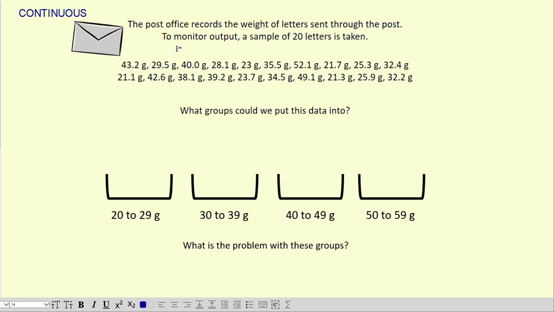So if we want the record, for example, of a post office, taking a sample of the weight of 20 letters, here's the weights. You can see it's continuous because it's a mass and it can be any value on a scale. But there's another problem now we need to consider.